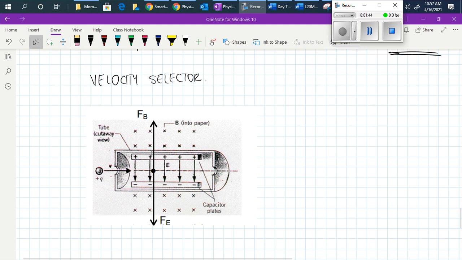So what we have here is two parallel plates that are creating a uniform electric field, E. In this particular case, the positively charged plate is on the top and the negatively charged plate is on the bottom. So the electric field between those two parallel plates is always leaving the positive going toward the negative. And what we have here is a uniform magnetic field that is into the page.